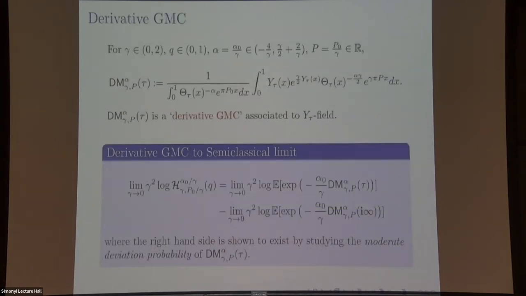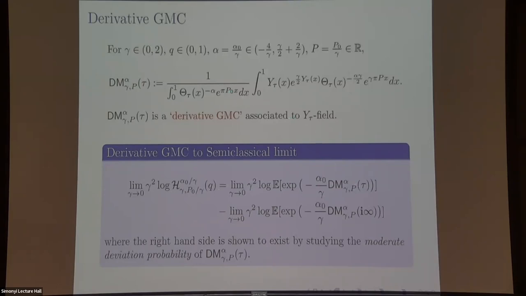Okay, so then the other thing is this derivative Gaussian multiplicative chaos measure that I was mentioning. It just amounts to taking some derivative of our Gaussian multiplicative chaos measure with respect to this gamma variable and then doing this integration. As I told you before, we need this to study the semi-classical limit. What it turns out is that one can show the semi-classical limit is a difference of two particular limits, where, if you focus on the first limit, it's gamma squared times the logarithm of some exponential moment of this derivative multiplicative chaos.